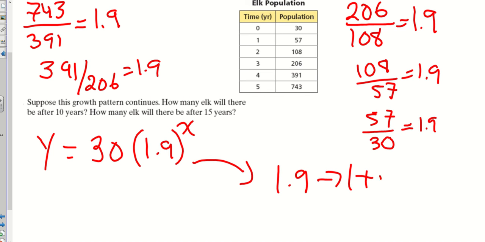And just a brief aside, this 1.9 is our 1 plus r. So our r would be 0.9, which if I wanted to convert into a percent, I'd multiply by 100, or move the decimal 2 points to the right to get a growth rate of 90%. So the elk are looking really healthy at this point. So we're looking to figure out how this population grows and how many elk there'll be after 10 years.